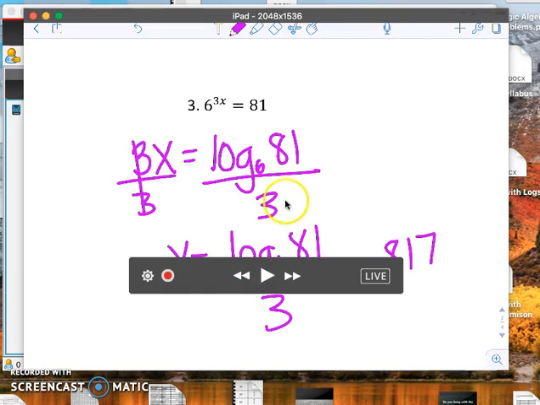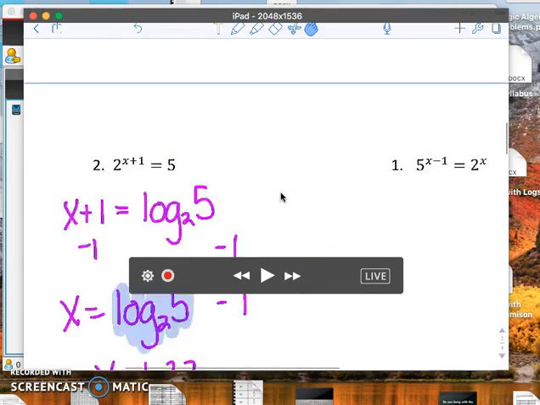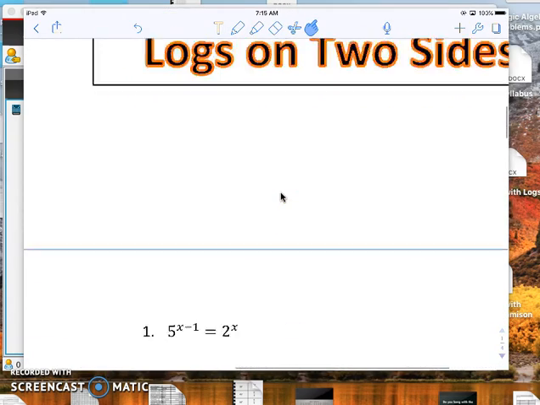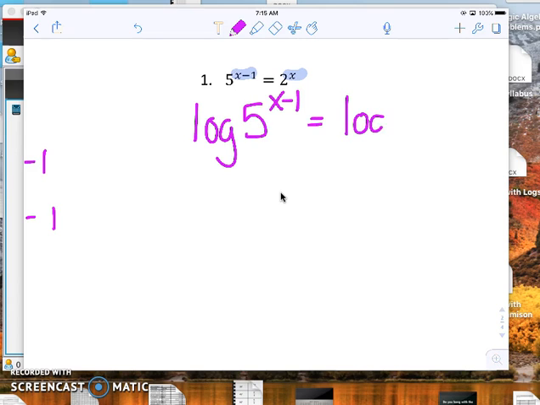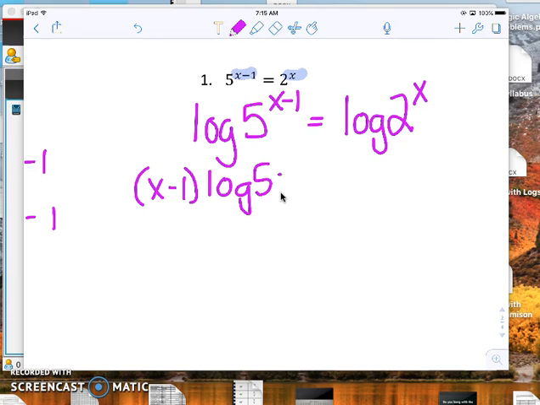Alright, so next we're going to take a look at a couple that get a little bit more complicated, solving equations using logs on two sides, because you'll notice there's a variable on both sides in the exponent here, which is different from the other ones. So we're going to start this by taking the log of each side. 5 to the x minus 1 equals 2 to the x. And this is nice because we can bring that exponent out in front. So x minus 1 log 5 equals x log 2.